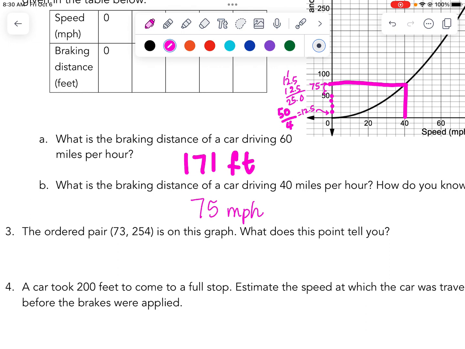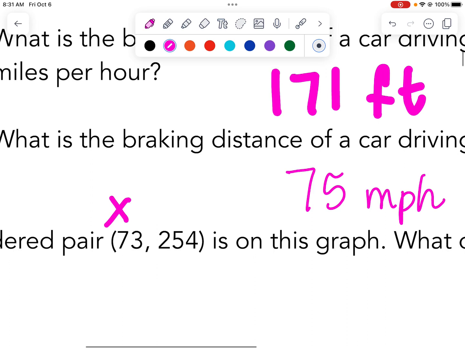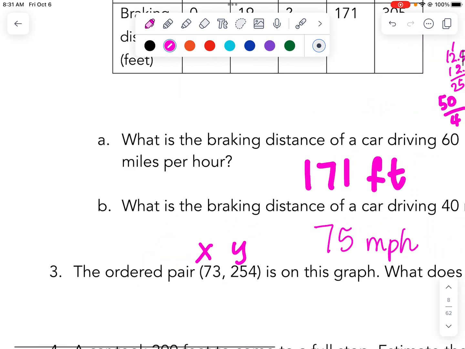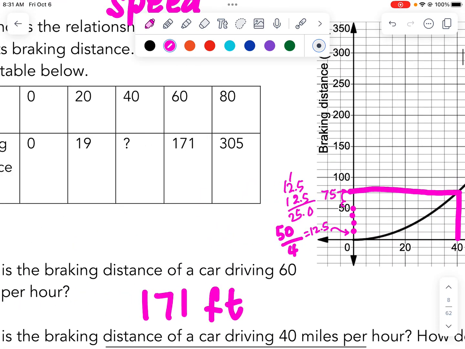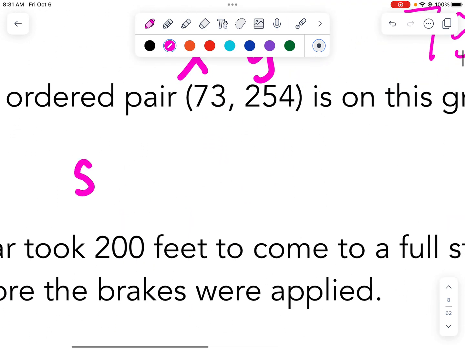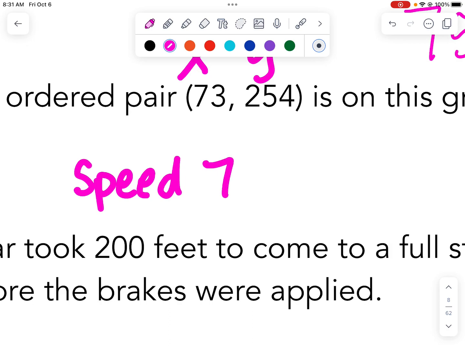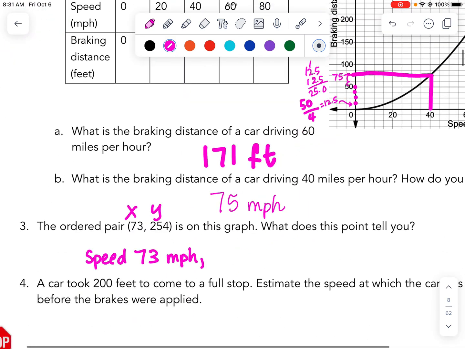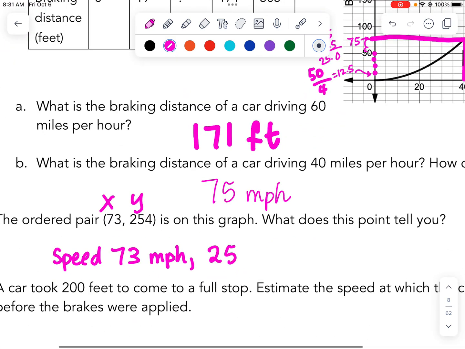It says the ordered pair 73, 254 is on the graph. What does this mean? Well, remember in an ordered pair, X comes first and Y comes second. And we talked about independent, dependent variables, how the X is the independent variable, which in a graph is on the bottom of the graph. In a table is at the top of the table. So this would be speed. So when the speed is 73 miles per hour, the distance, the Y value, or what's on the Y-axis, it would take 254 feet to come to a stop.